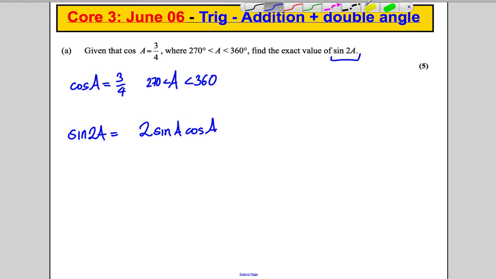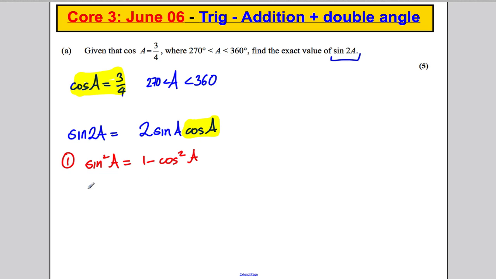Now, we know cos A, so we're covered, but we don't know what sine A is. So the first thing we probably need to do is work out what sine A is. You should know that sine squared A is 1 minus cos squared A. So sine squared A is therefore 1 minus 3/4 squared, which is 1 minus 9 over 16, which is 7 over 16.